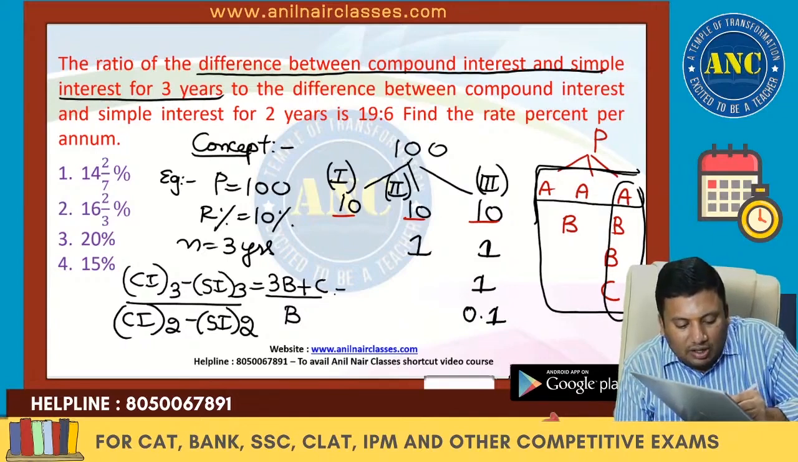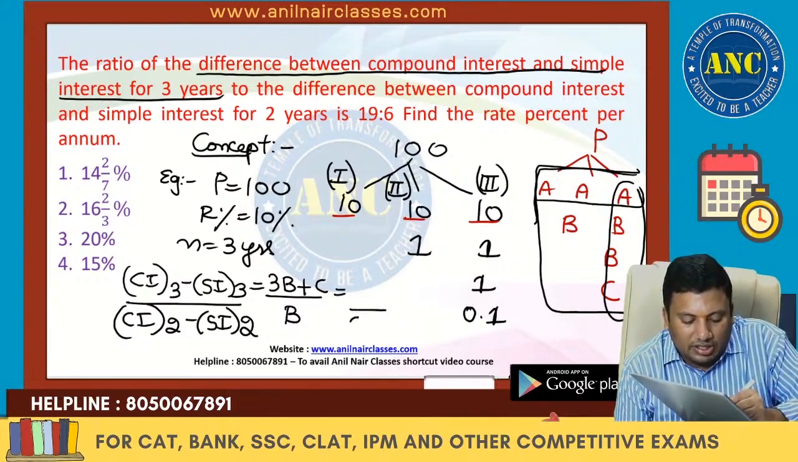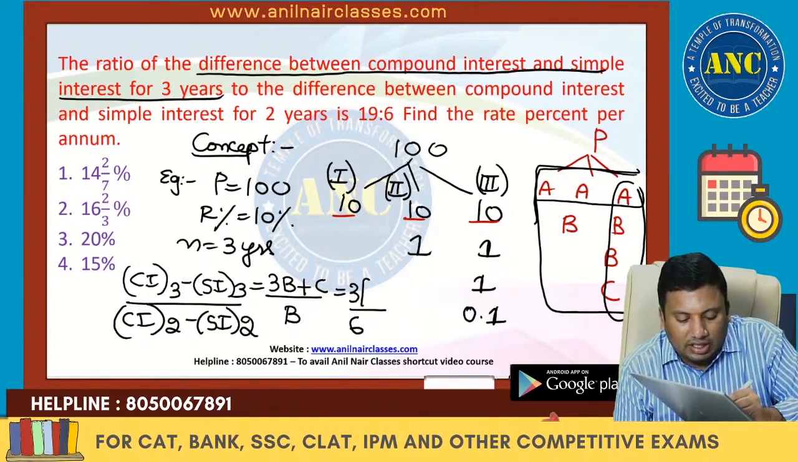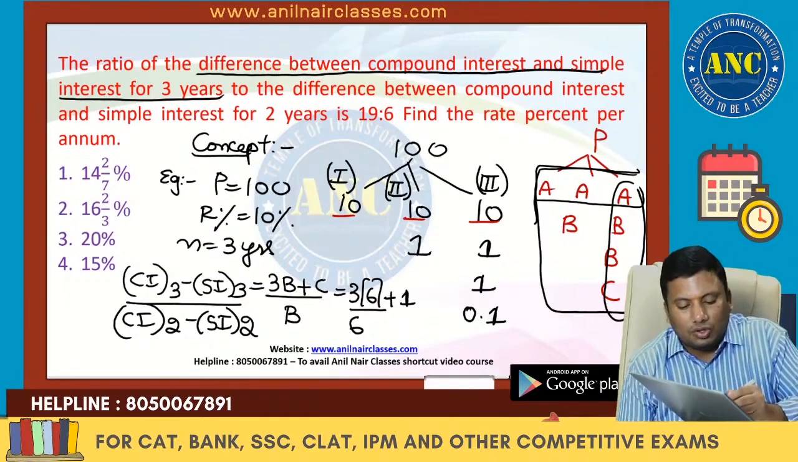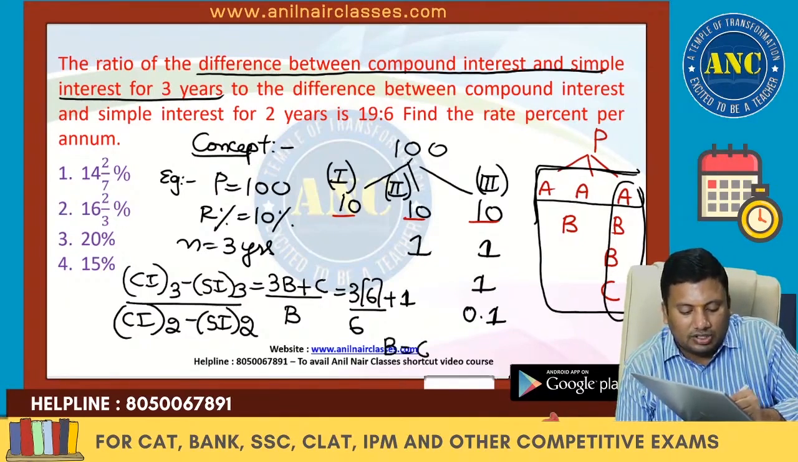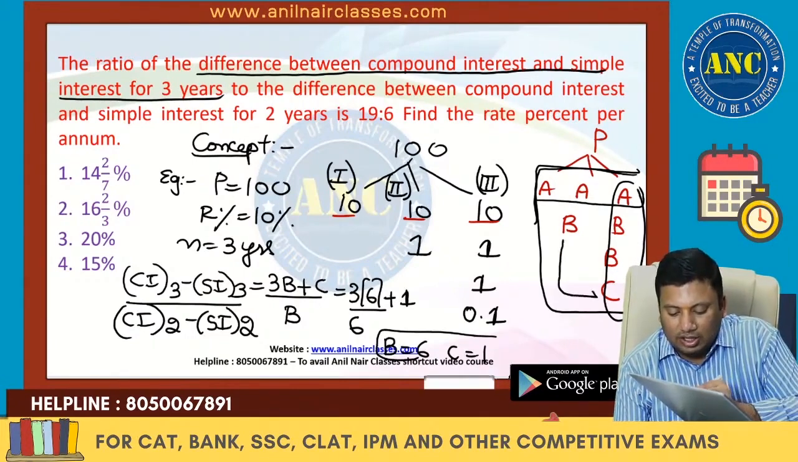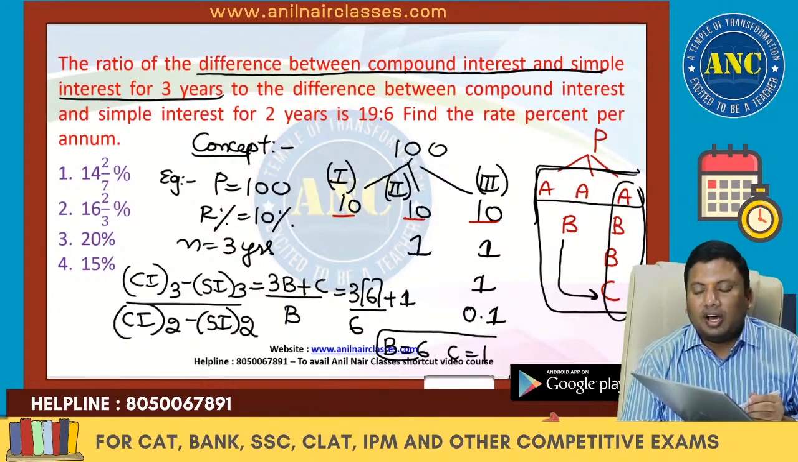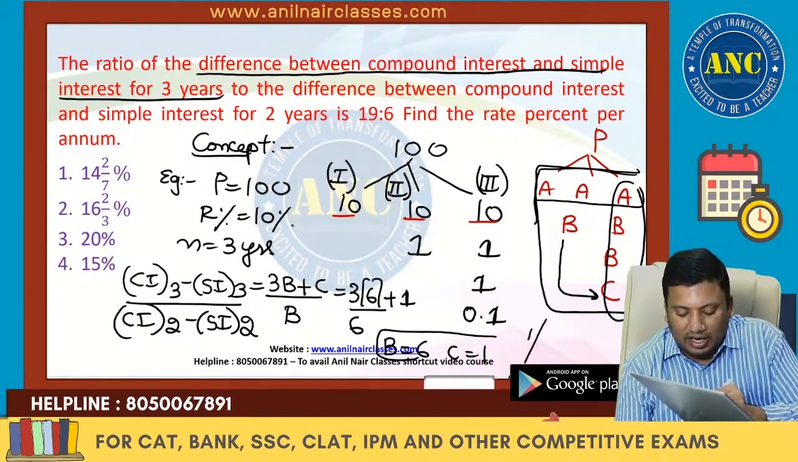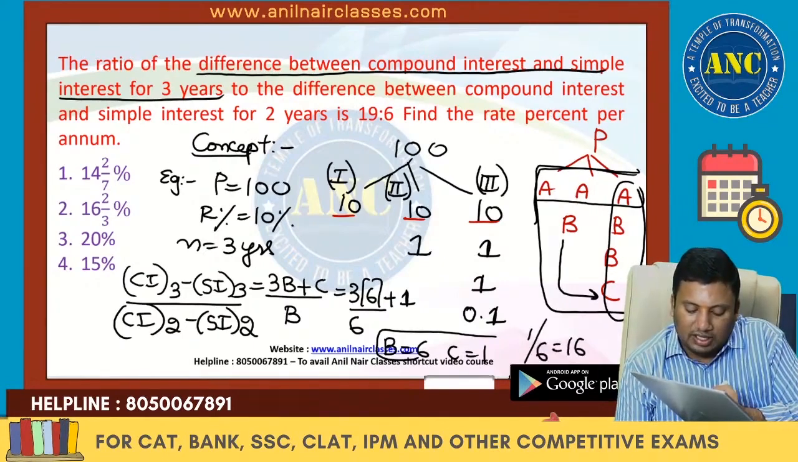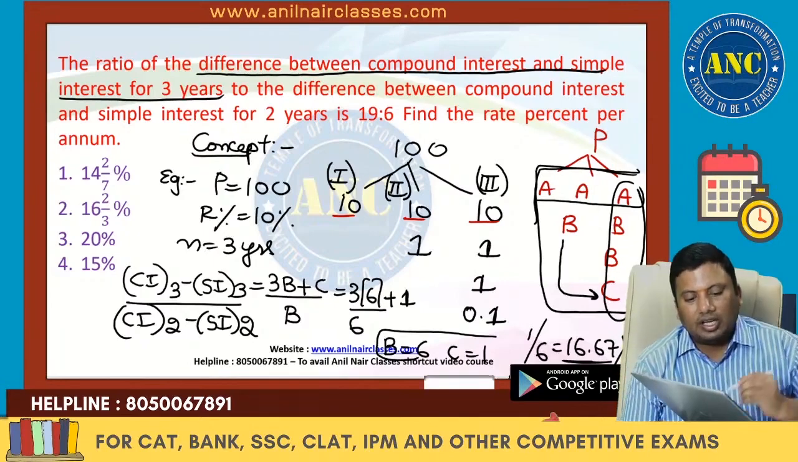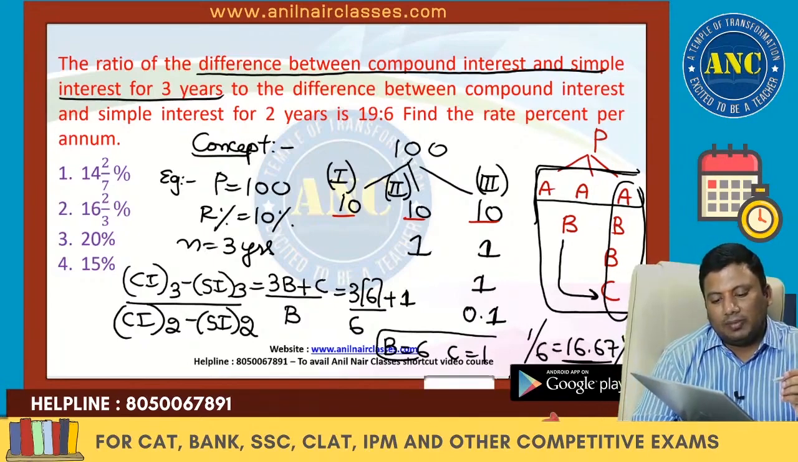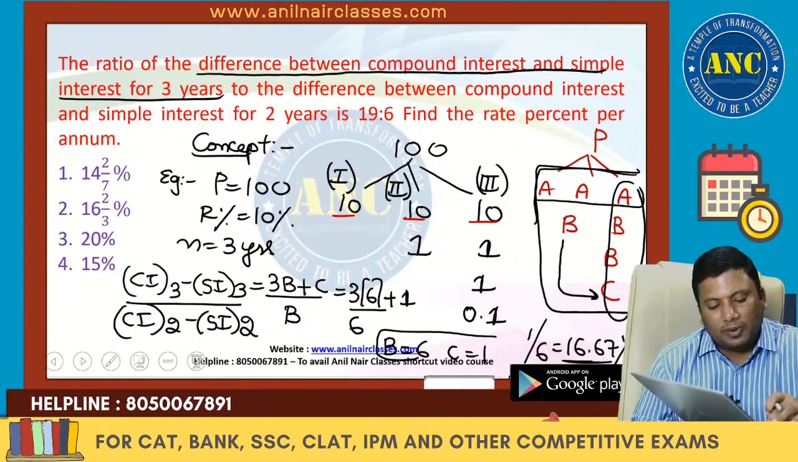What is given in the question? It is nothing but 19 by 6, which is 3 into 6 plus 1 by 6. Am I right? So B value is nothing but 6. C value is nothing but 1. C on B is nothing but the rate of interest. 1 by 6 is nothing but 16.67 percentage.